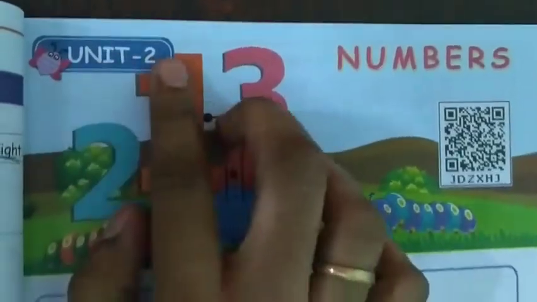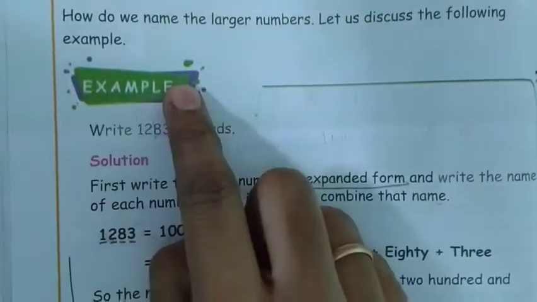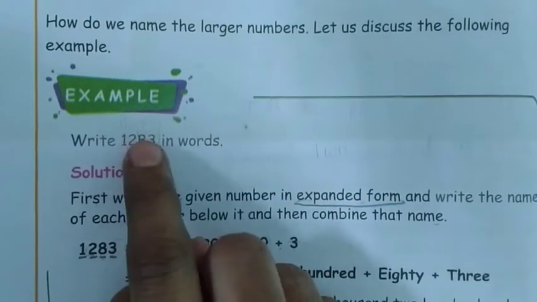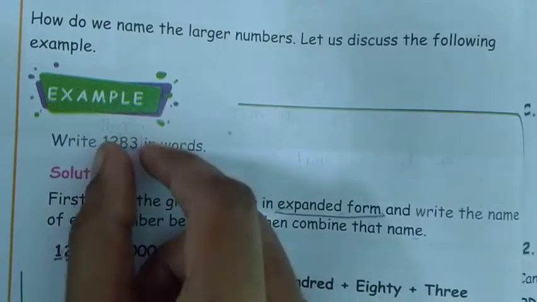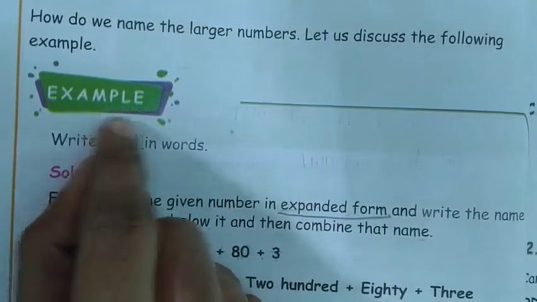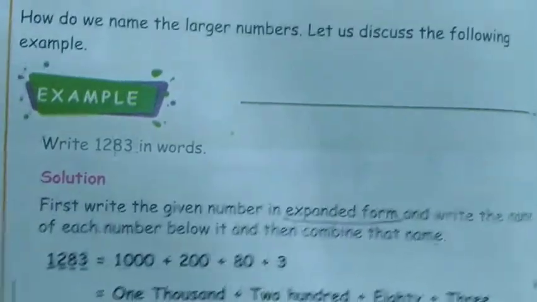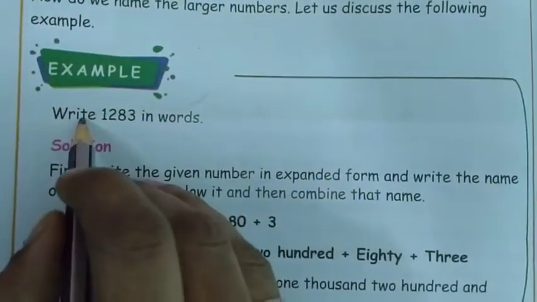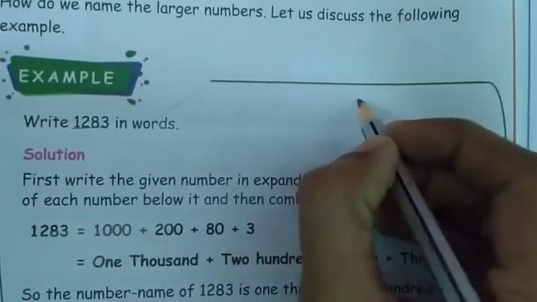Now we start the new unit, numbers. Now take page number 20. Here one example is given. Here one number is given, and we want to write the number in words. Before that, how can we write the number name?